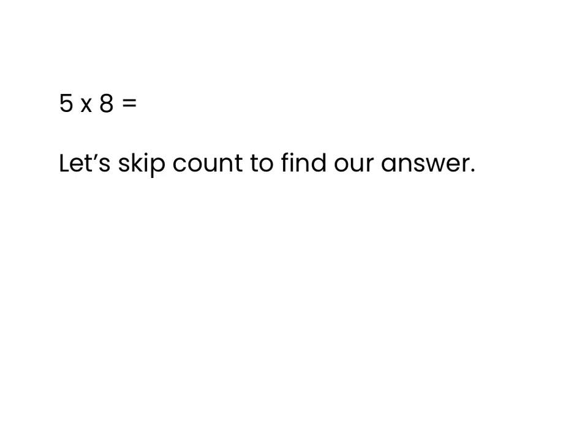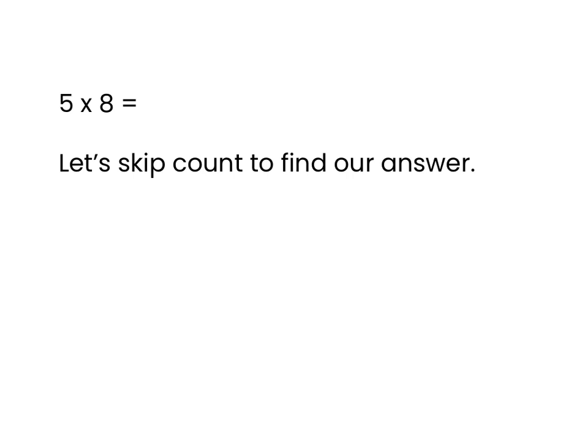This is grade 3 fluency. We are in module 3 and lesson 11. We're going to start off by skip counting to find the answer to the problem 5 times 8 equals 40. We could count by 5s and get there quite easily, but we are going to be counting by 8s because we're moving forward with our multiplication skills.